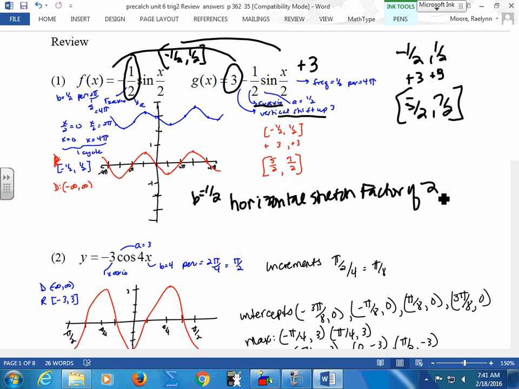What is your amplitude on this? 1/2. What about the negative? It does not apply. Good. It's always absolute value. The negative is a reflection. It's not the amplitude part. Good.